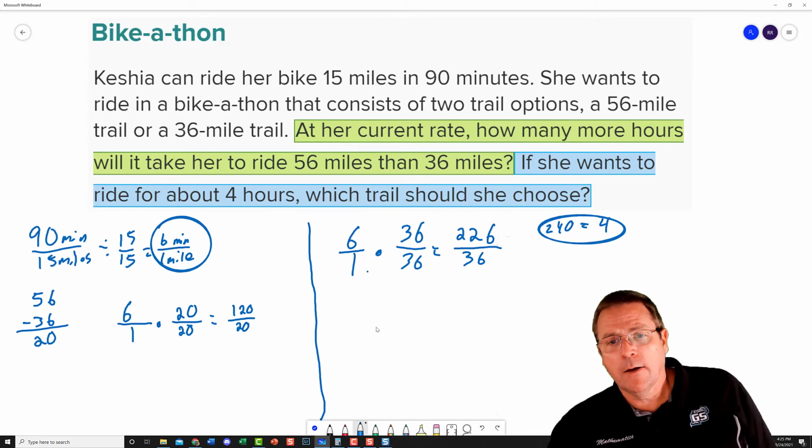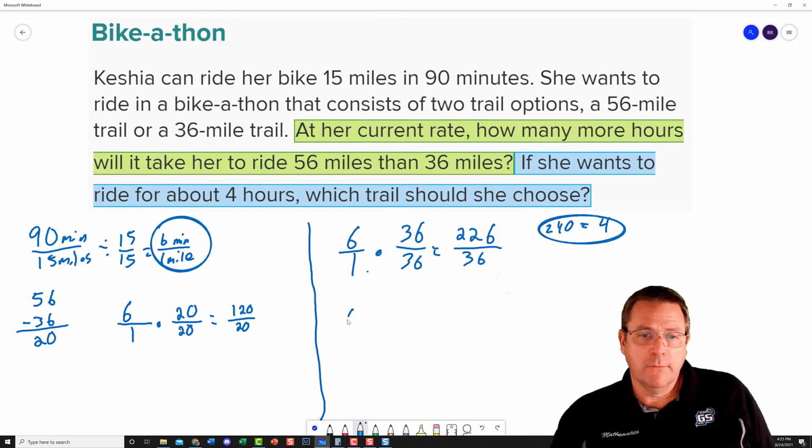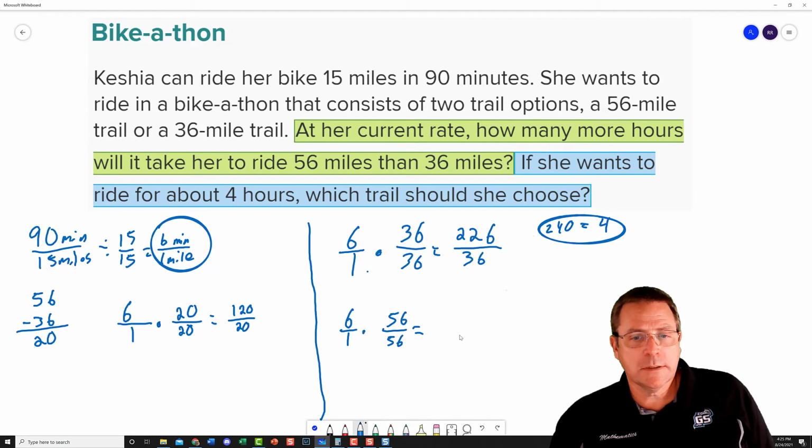Let's find out what we would get if we did the 56 mile route. So 6 over 1 times 56 over 56, that's going to end up equaling, well, let's see here. Of course, we're going to have 56 on the bottom. And on the top, 6 times 6 is 36. 6 times 5 is 30, plus the 6 from before, that's 36. And that is actually, boys and girls, going to be equal to 6 hours and 6 minutes.